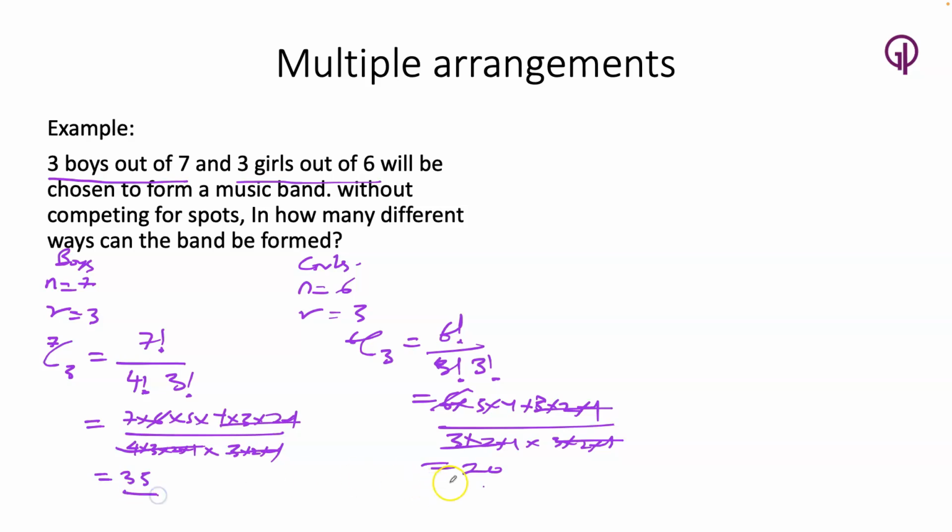Now we have this decision for the boys, and that decision for the girls. Multiply these two together as the fundamental counting principle says to arrive at your solution. So 35 times 20, which is 700.